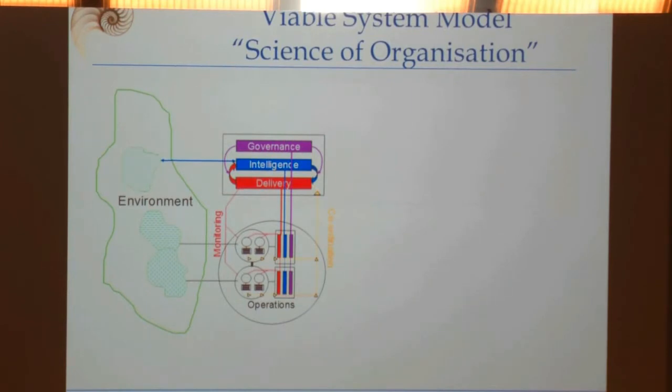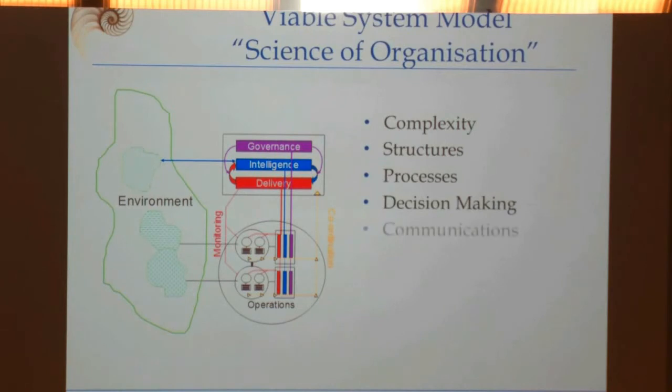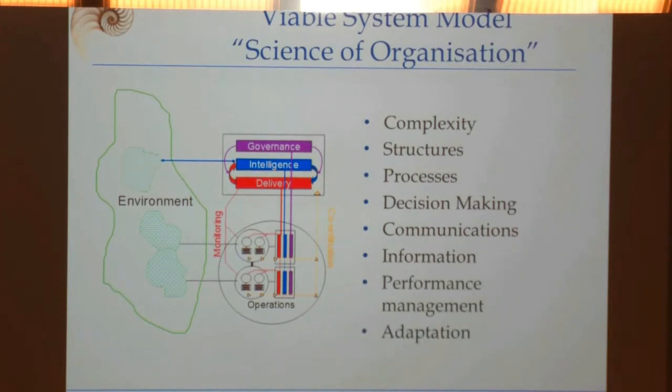It's just a few things, but it has a fractal or recursive structure. So basically, you have the same pattern replicated at every level. And although it's presented as a graphical model, not a particularly pretty graphical model, I have to say, what it actually represents is a set of complexity equations. The key thing for us here is how the organization manages the complexity it's got to deal with. So it models structures and processes and how we take decisions and what communications need to happen in the organization and where information flows, how it manages performance and how it manages change. There's a lot in there. Okay.